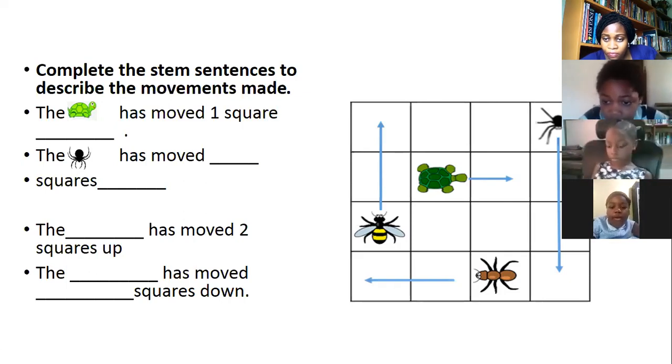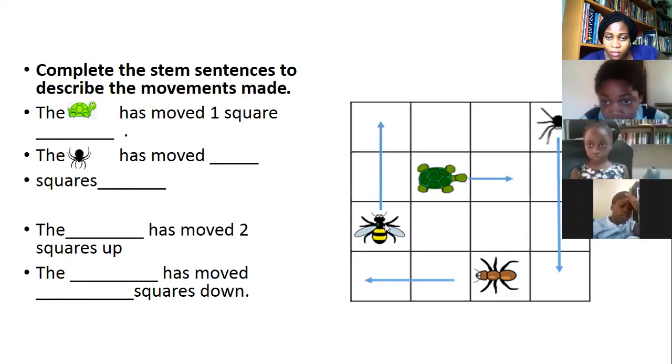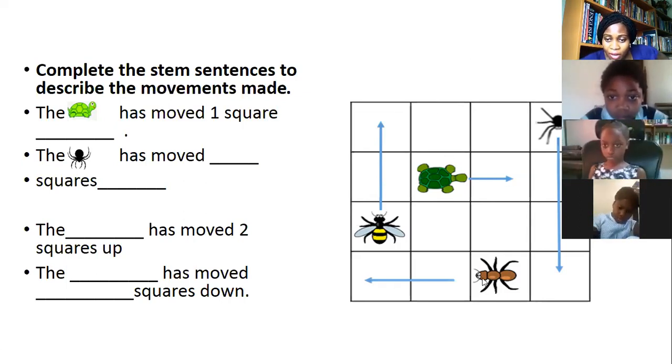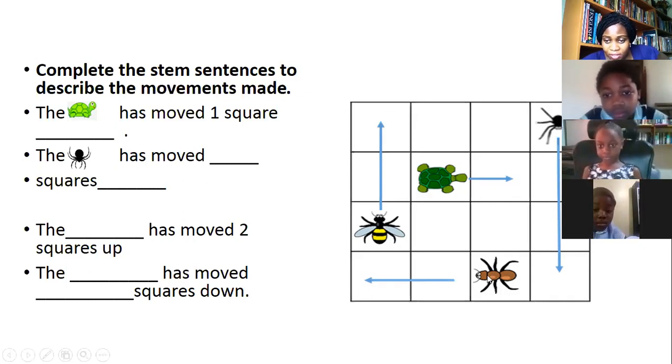It's moving forward. Very good. So when you look at the graph, you can see that all the insects or animals are moving forward. This is where they are facing. So they are moving forward. The bee likewise is also moving forward, and the ant is also moving forward.